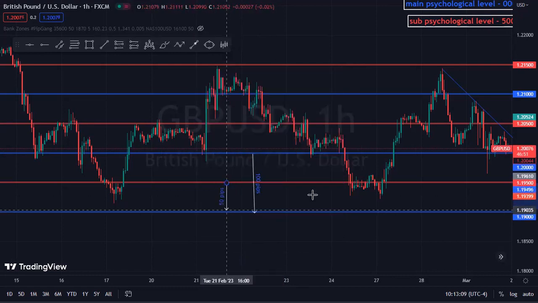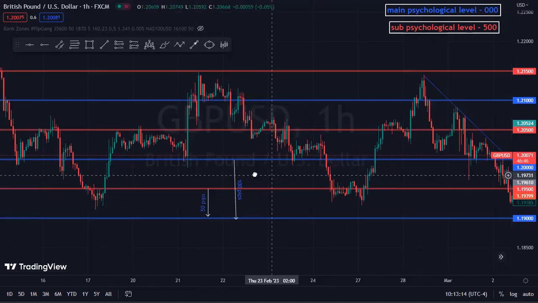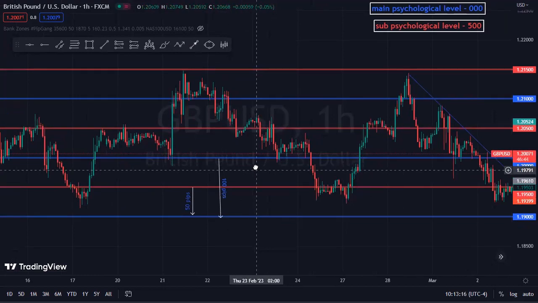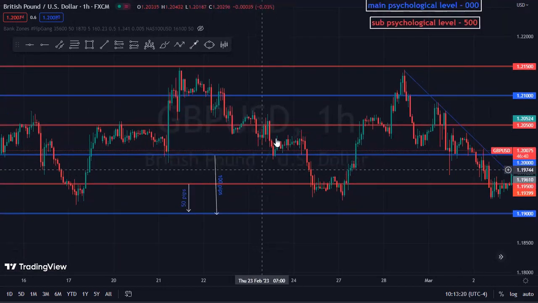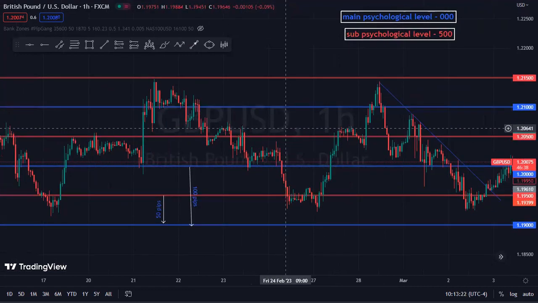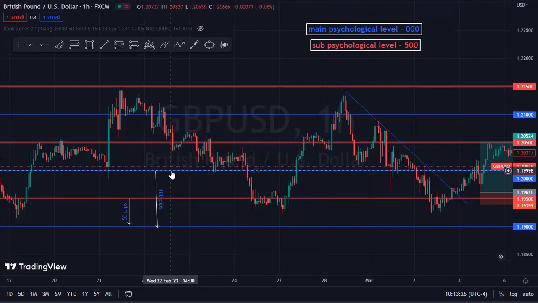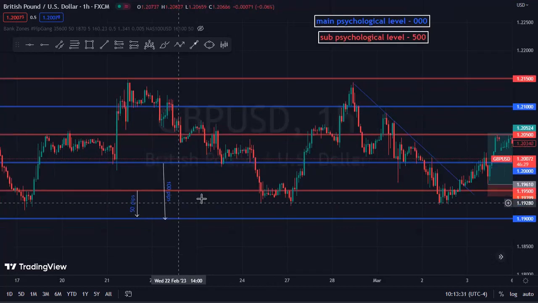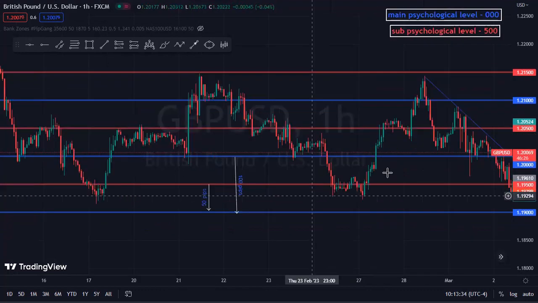So if you are going to be trading psychological levels, you can simply catch 50 to 100 pips daily. When you look at it from this angle, from a main psychological level to a main, that's 100 pips. And from a sub to a main, that's 50 pips. I hope you understand what I'm saying.